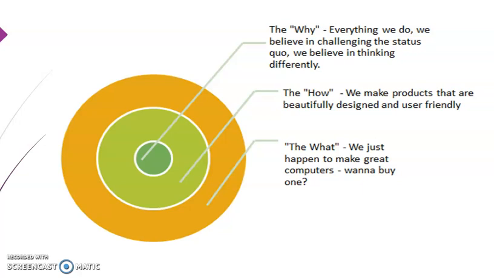So three layers are there, and the first one is what. We just happen to make great computers. Everybody should think that. And how: we make products that are beautifully designed and user friendly. And why: everything we do, we believe in challenging the status quo. We believe in thinking differently. That is why Apple is different.